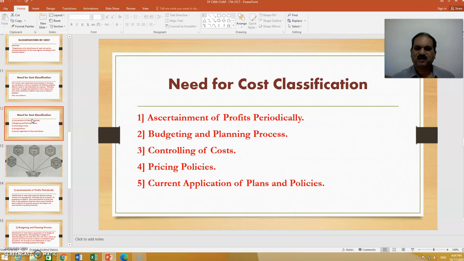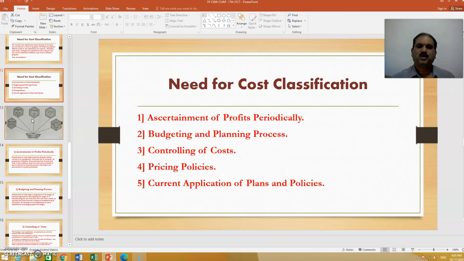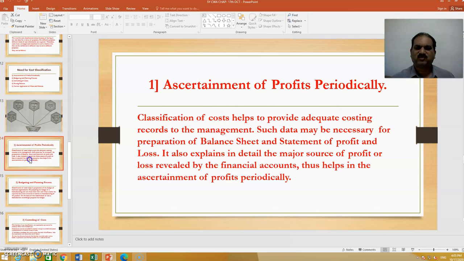Now, these different purposes can be classified as follows. First, ascertainment of profits periodically. Second, budgeting and planning process. Third, controlling of cost. Fourth, pricing policy. And fifth, current application of plans and policies. From this figure, it can be clear. Now let's see each of these in detail.